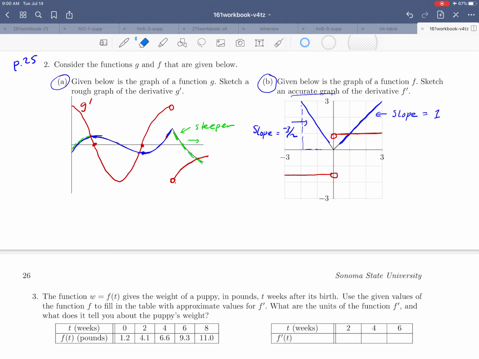And so those two pieces together would be the graph of our derivative. It's in two different pieces again.